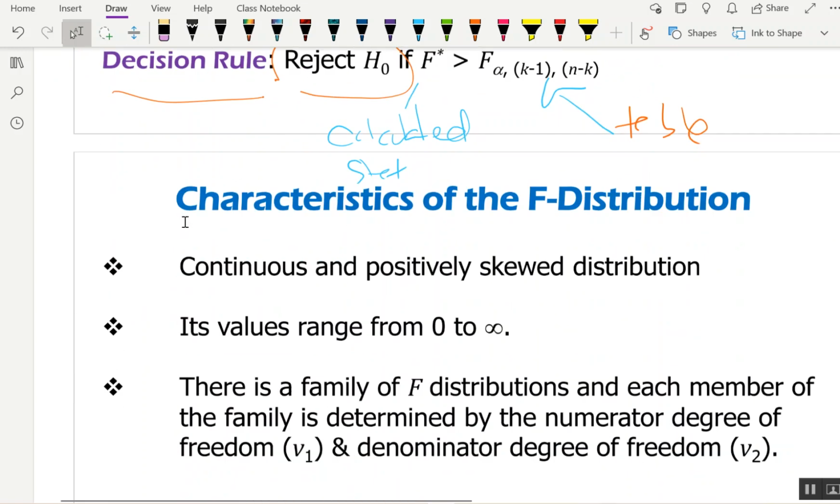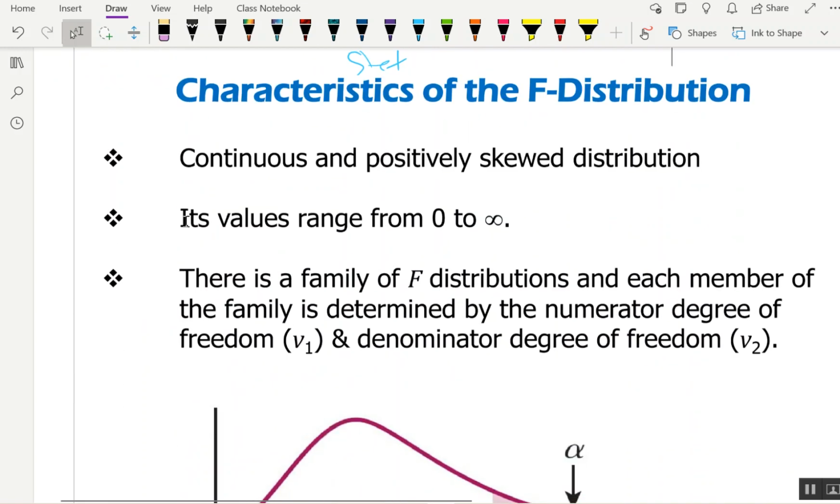Okay, now we look into the characteristics of the F distribution. This is the table that we are looking at. We want to know what this F distribution is. Like the ones that I have exposed to you previously, what are they? The T table and the standard normal table, am I right?